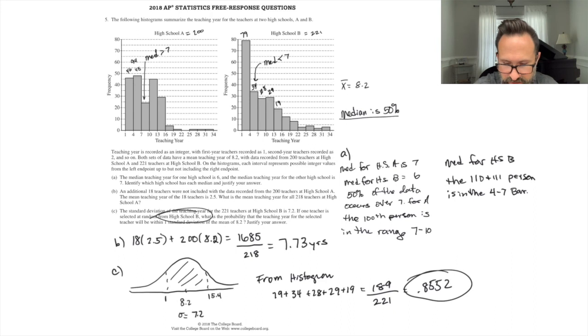So that allows me to find out that high school A has a median value of 7 and high school B has a median value of 6, respectively. Okay, that's how I figured that out.